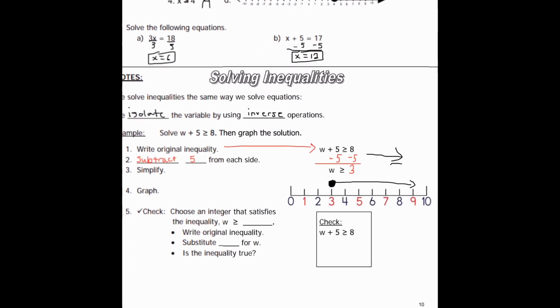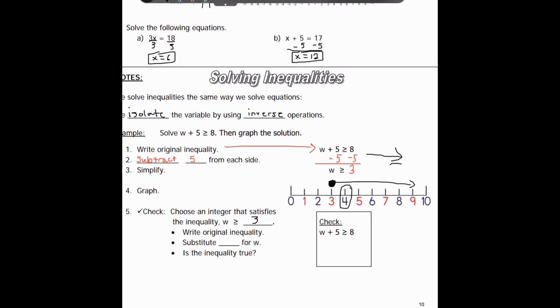Awesome. And lastly, yes, you must check. To do so, choose an integer that satisfies the inequality W is greater than or equal to 3. So we're going to think about an integer that we know satisfies that inequality. What's an integer that is greater than or equal to 3? Well, I think the easiest one for this particular example would be the number 4. It's the first number that is to the right of 3.